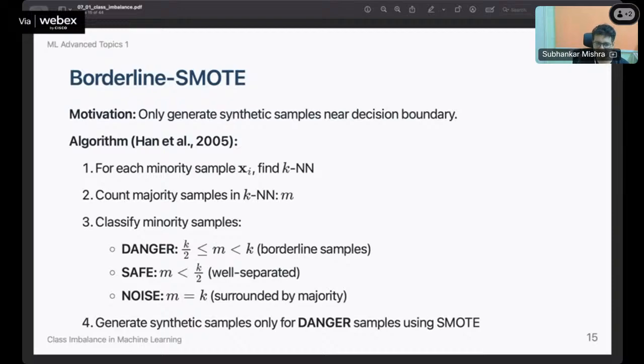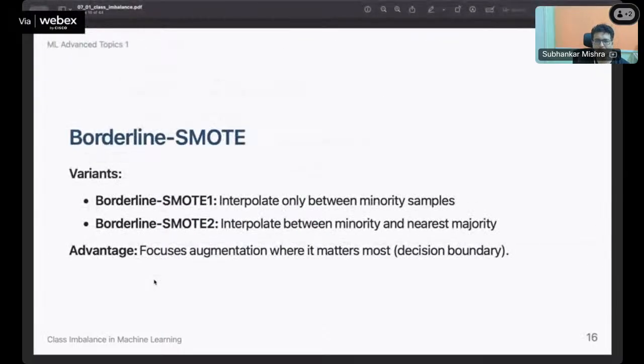Now, it just says that you apply mode to the danger samples only, because noise is anyway tricky. It could actually be noise. It was supposed to be a majority and was probably just labeled as minority. So you just apply mode to the danger places. Now there are a few variations of this.